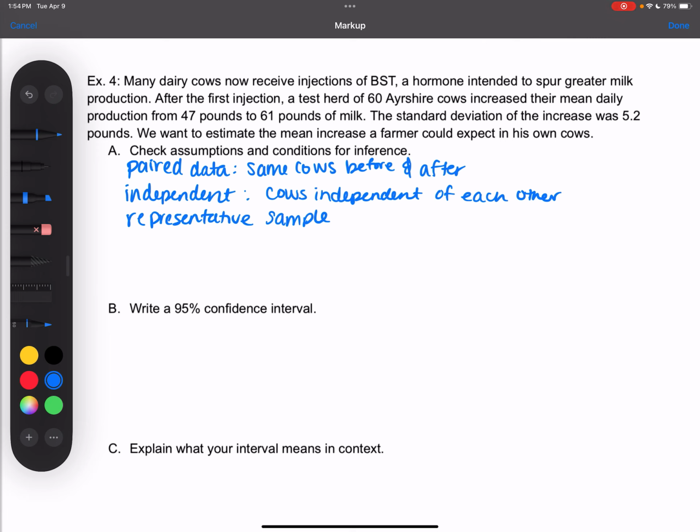10% condition: 60 cows is less than 10%. Yes. I'm just going to put a check mark by that one. And nearly normal, do we know? It's 60 cows, so it's more than 40, so we should be safe to continue. Nearly normal, greater than 40. It doesn't say specifically, but because it's 60 cows, we're going to go on the assumption that it's A-okay. All right, so what are my degrees of freedom so that I can answer the next question?